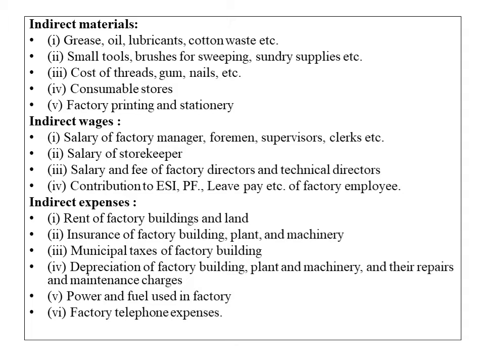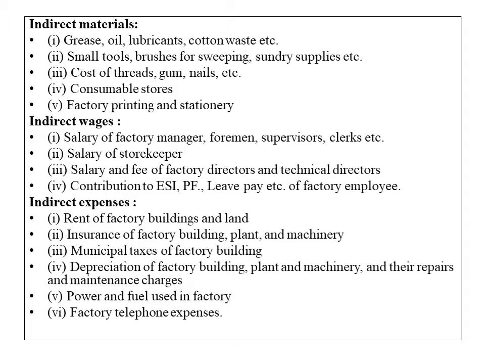In the indirect wages, which is related to labor, there is salary of factory manager, foremen, supervisors, clerks, then salary of storekeeper, salary and fees of factory directors and technical directors, then contribution to ESI, then PF, then leave pay of factory employees, which is all related to the human element concerning the production. Then the third one is the indirect expenses.